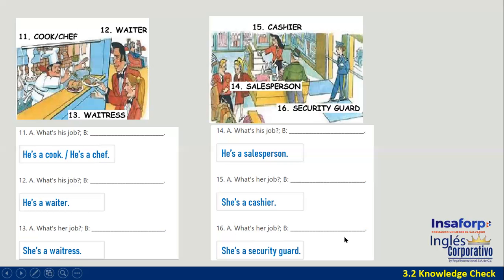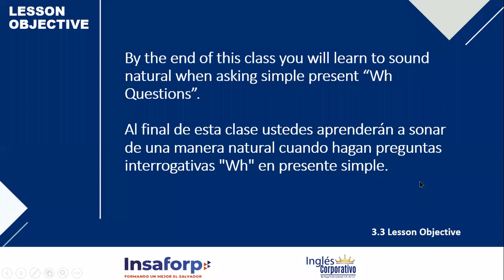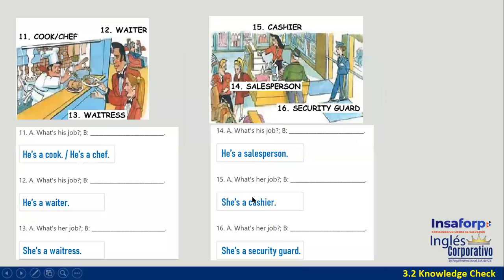Okay. So as you can see, these are the sentences whenever we want to talk about our professions. So what about you guys? What's your job? Algún voluntario, ¿verdad? No quiero decir usted, ¿verdad? What's your job, guys? Okay. Well, you can say I'm a, inventar, ¿verdad? I'm a teacher, I'm a doctor, I'm a receptionist, I'm a security guard, etc. ¿Verdad? Entonces, that is about professions, okay?